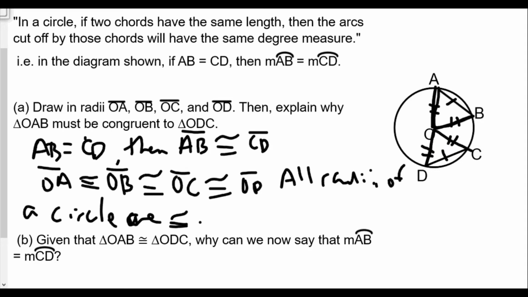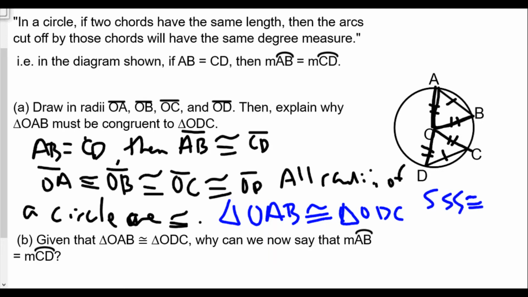We can make the statement that triangle OAB is congruent to triangle ODC because if three sides of one triangle are congruent to three sides of another triangle, the two triangles must be congruent. This is known as the side-side-side theorem. So we can construct the line segments OA, OB, OC, and OD, and we know all the radii are congruent. We can show the triangles are congruent using side-side-side.